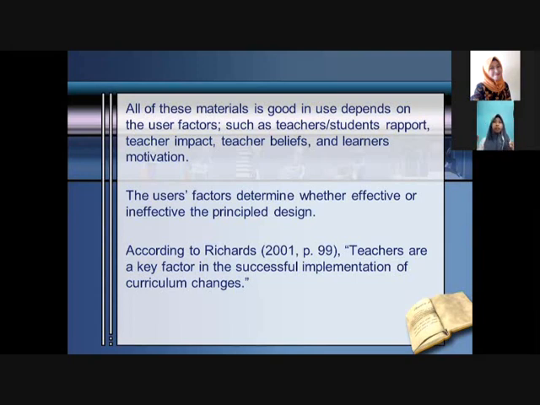The teachers can give improvisations of the materials to suit the students' needs, to make it authentic to the students. That's the teachers' factor, how to bring the materials to be well conveyed in the classroom. The user factors determine whether the principal design is effective or ineffective.